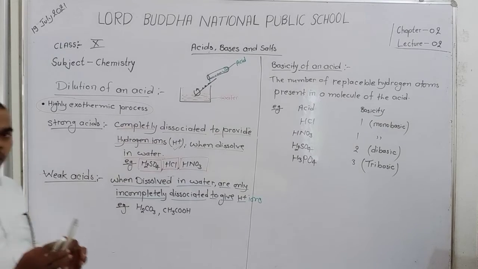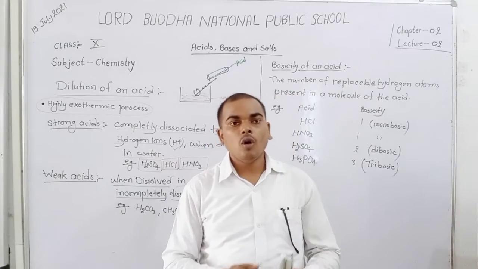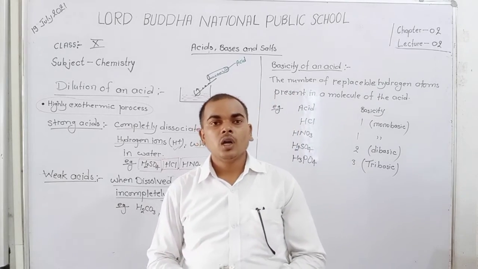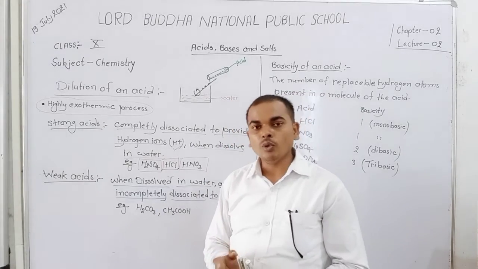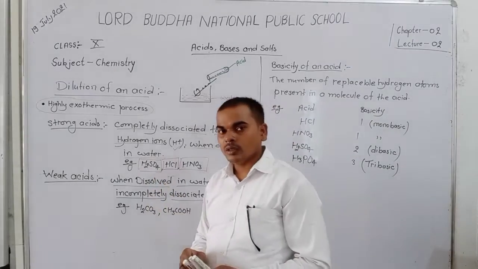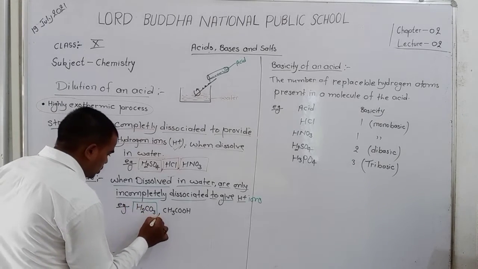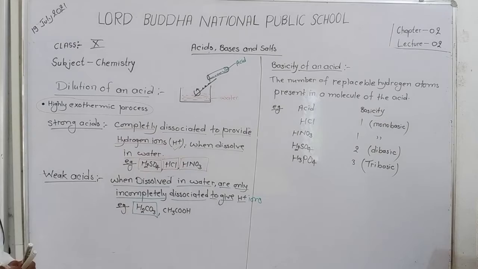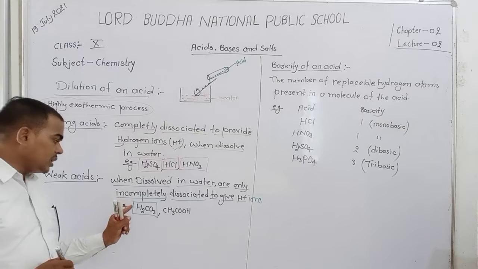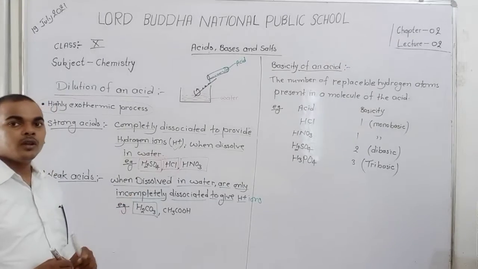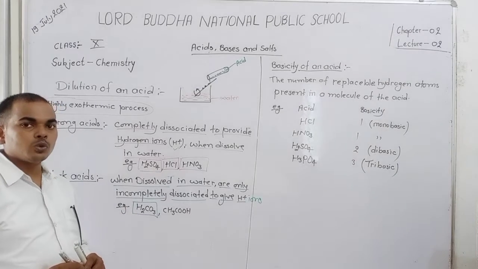Dear student, a weak acid is an acid which on dilution or on adding in water incompletely dissociates. Here H2CO3 is an example of a weak acid. It is known as carbonic acid. Dear student, this acid is present in cold drinks, aerated drinks, that is H2CO3.